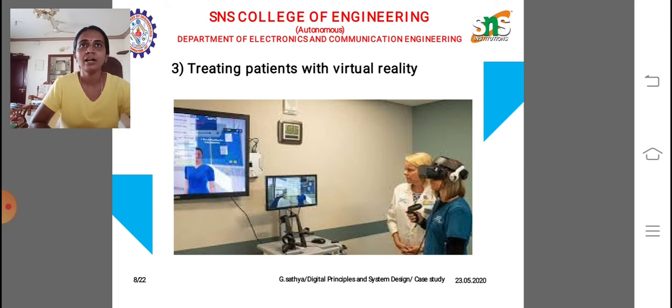VR for physical therapy has also been shown to be effective in speeding up recovery time, allowing a patient to do their daily exercise in a virtual environment. The activity feels like fun and keeps the patient focused, and helps them keep their spirits up during what can be a long recovery period.